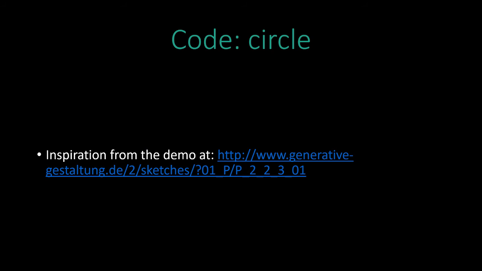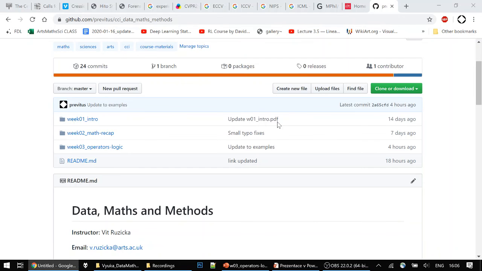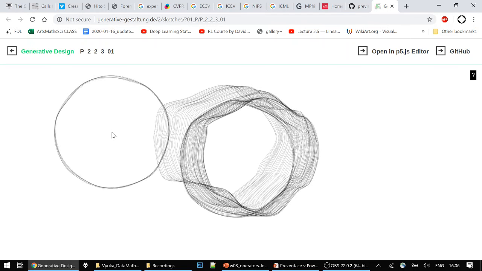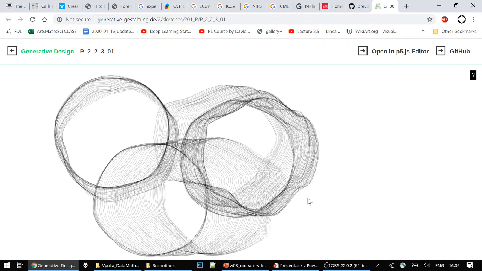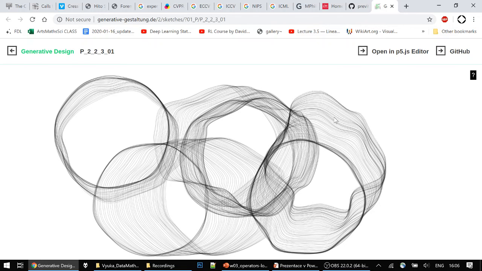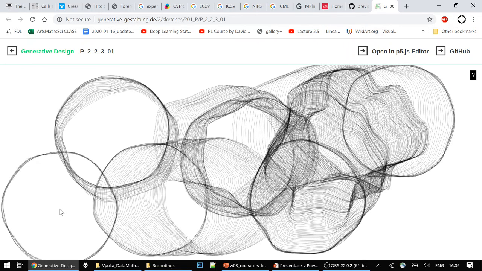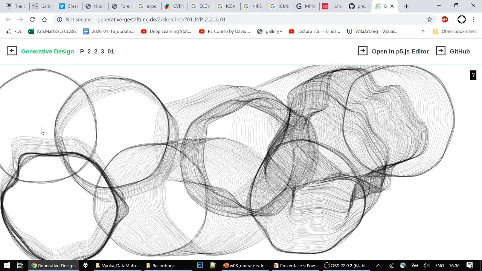So let's return to the last bit of today's lecture, and that is again a coding exercise. This one follows one of the demos we looked at in the first class, the generative Gestaltung, and in particular this sketch where the code is simply drawing circles depending on the mouse position. There is also some animation because the circle is wiggling over time. But let's start with the simplest step, that is drawing a circle, and let's do it in Python.